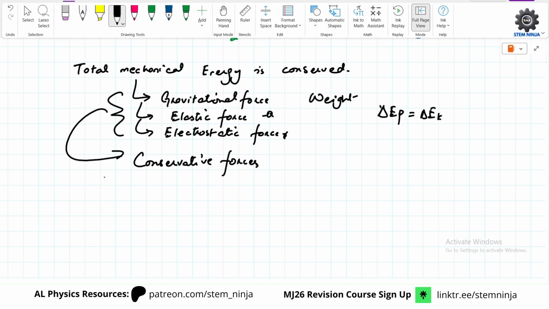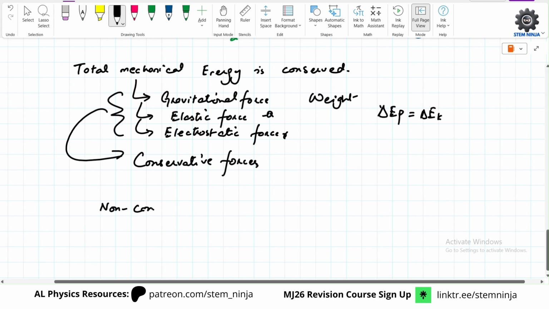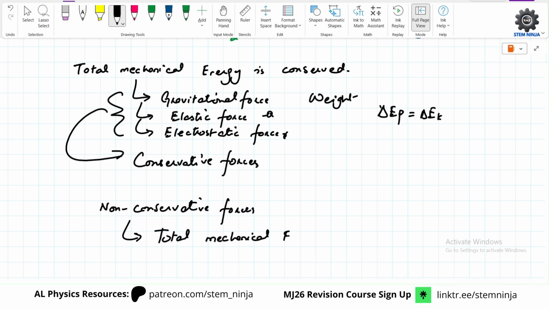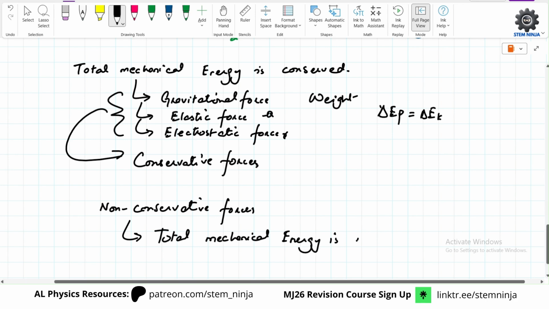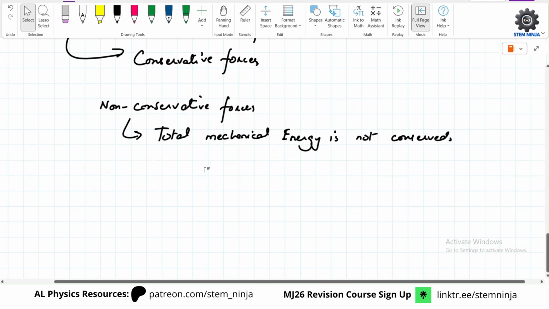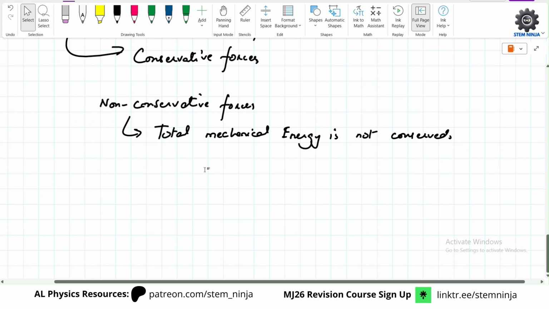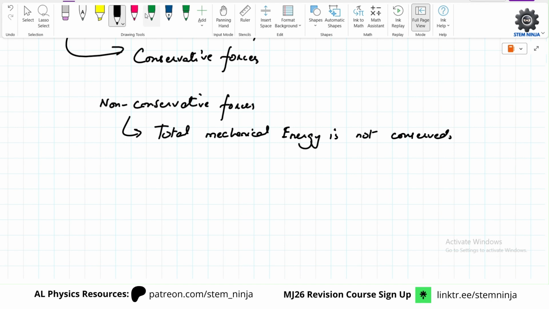But those forces which do not conserve mechanical energy, the non-conservative forces, where total mechanical energy is not conserved. Energy is not conserved. Usually we mean that the mechanical energy, which is the sum of potential and kinetic, is reducing, but this could also mean increasing also. So this could be due to any resistive forces such as friction, drag.